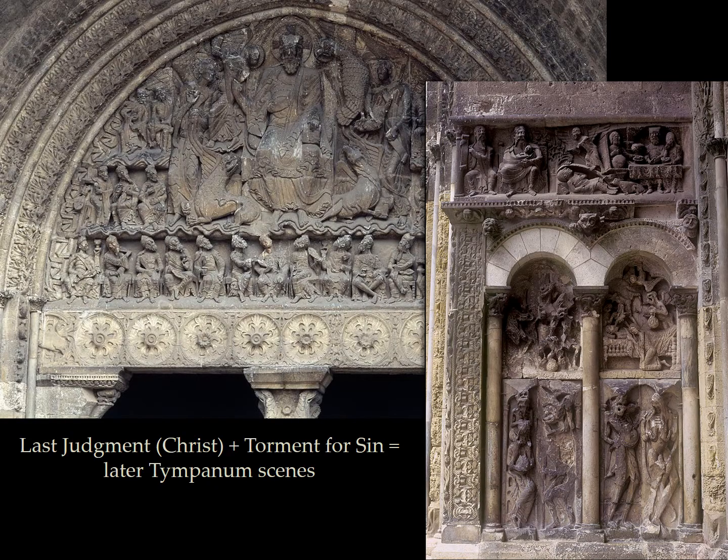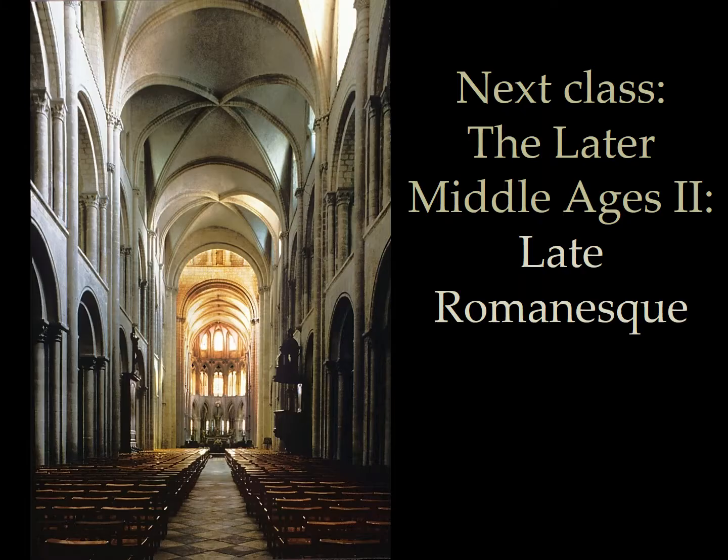So what we have here then is the last judgment of Christ returning at the second coming, while on the other side we have the torments for sin. These would be the model for later tympanum scenes in the Romanesque, when we have the official judgment of Christ with the promise of salvation and seeing heaven, and then those that are cast down to hell and are tormented for it. Thus, of course, communicating to this audience of pilgrims why they are going on pilgrimage, that they are in fact going to be praying for their very souls.